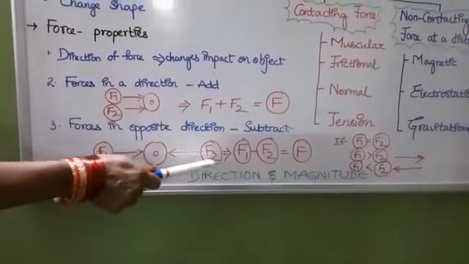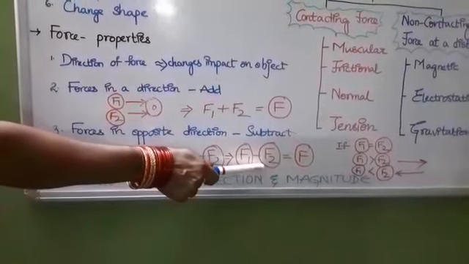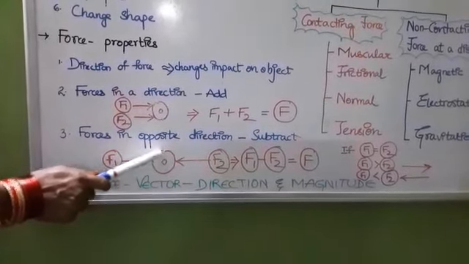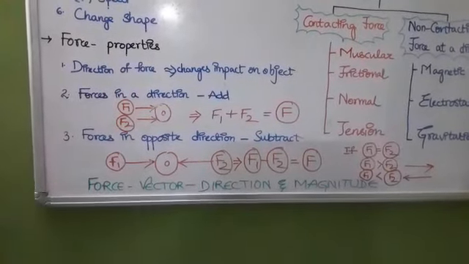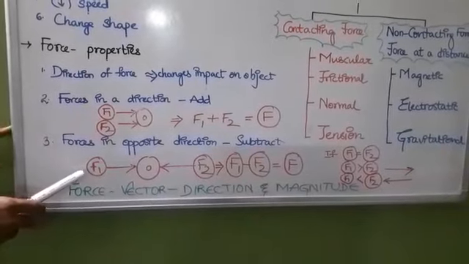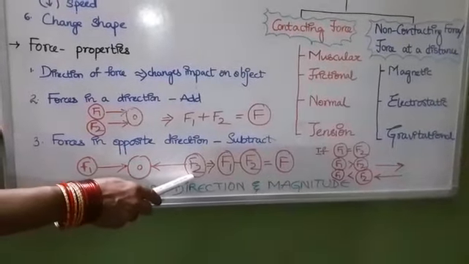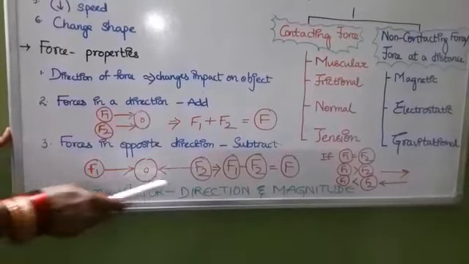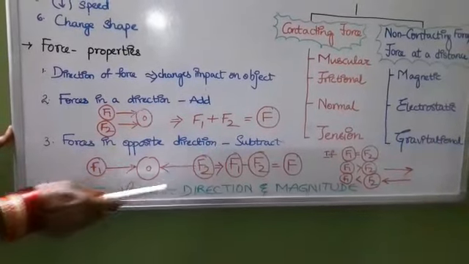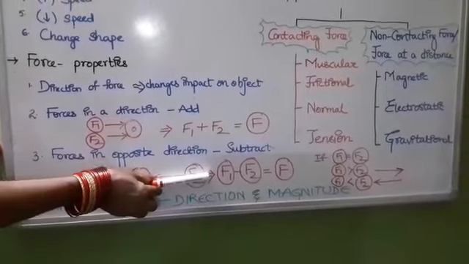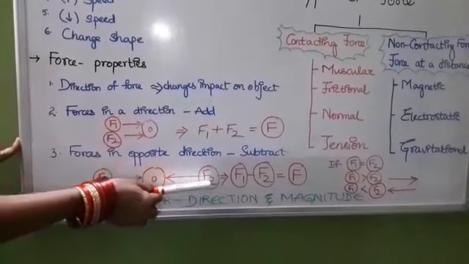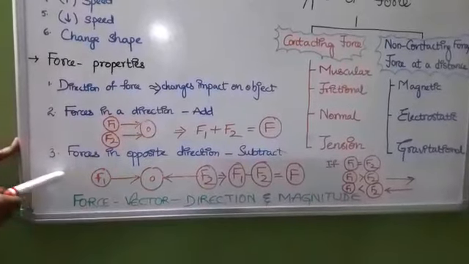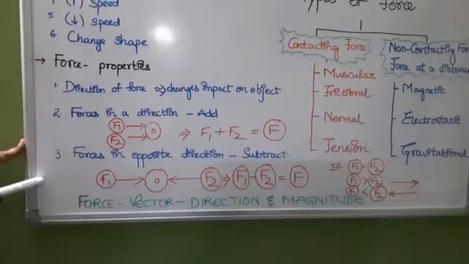It is depicted here. F1 and F2 are both equal, so the object will not show any movement, it will stay as usual. But if F1 is greater than F2, the force applied by me is greater than F2 force, then the object moves in this direction. If the F2 force is greater than F1, then the object moves in this direction.